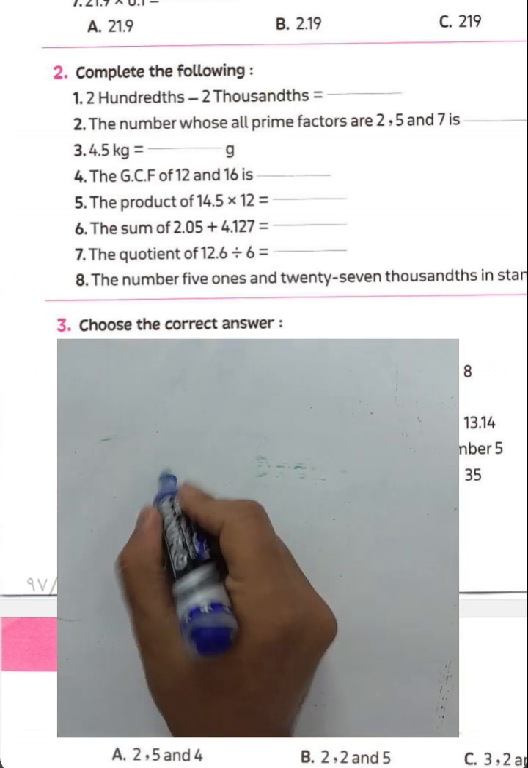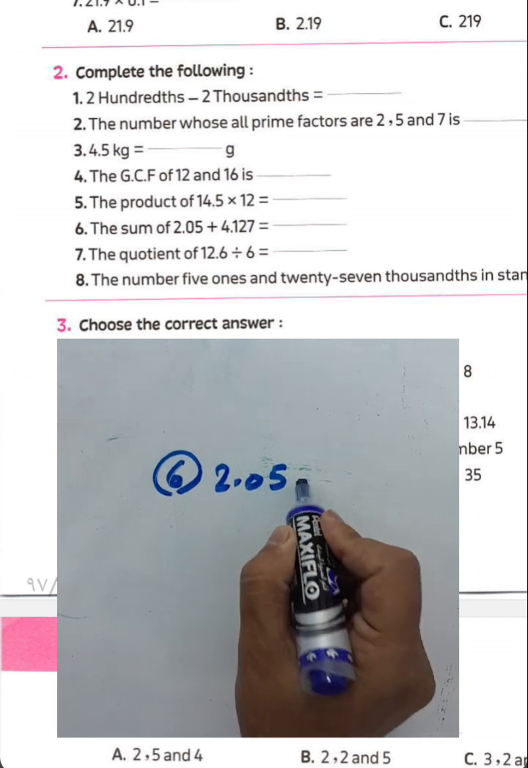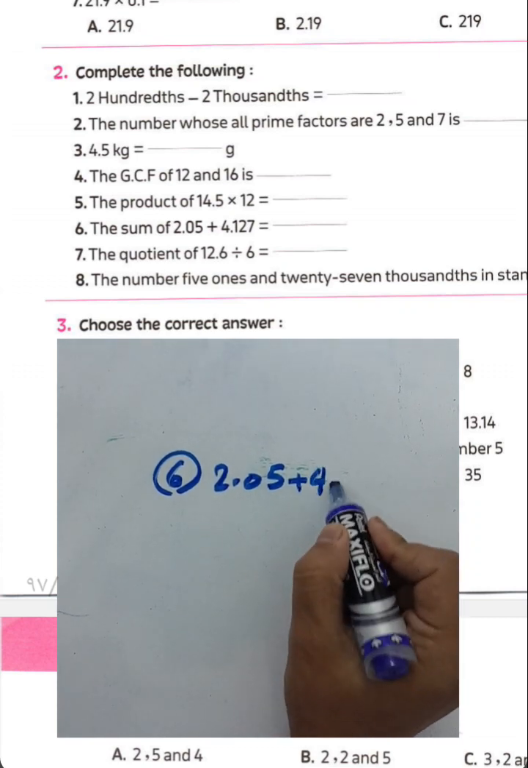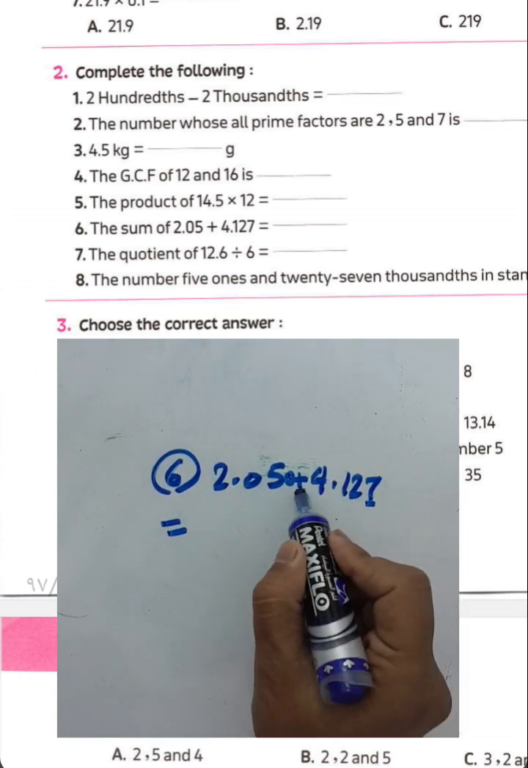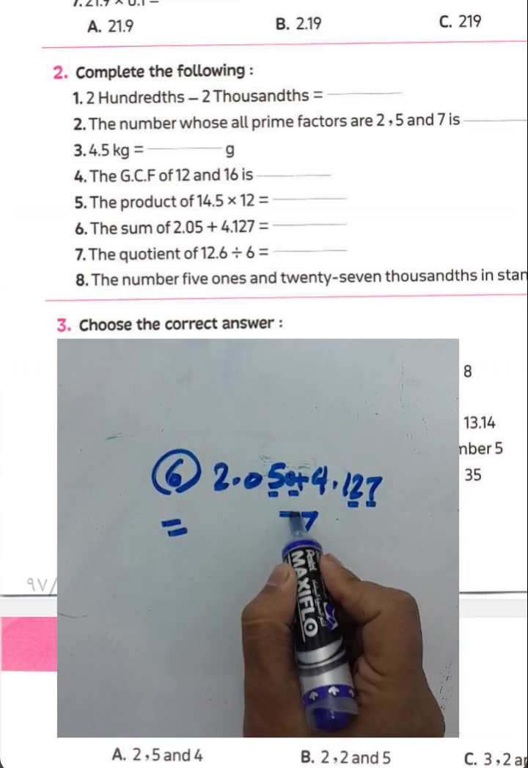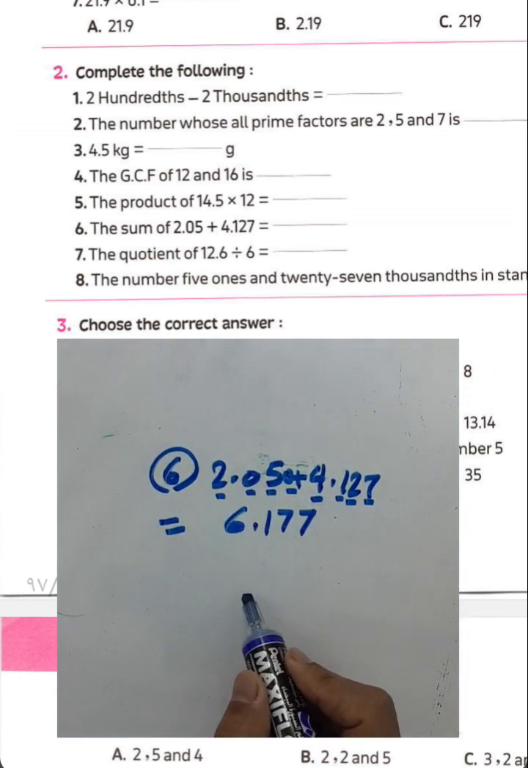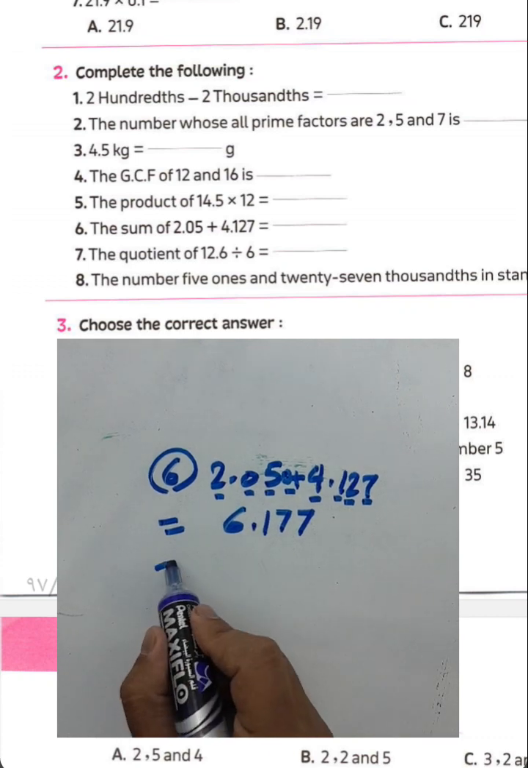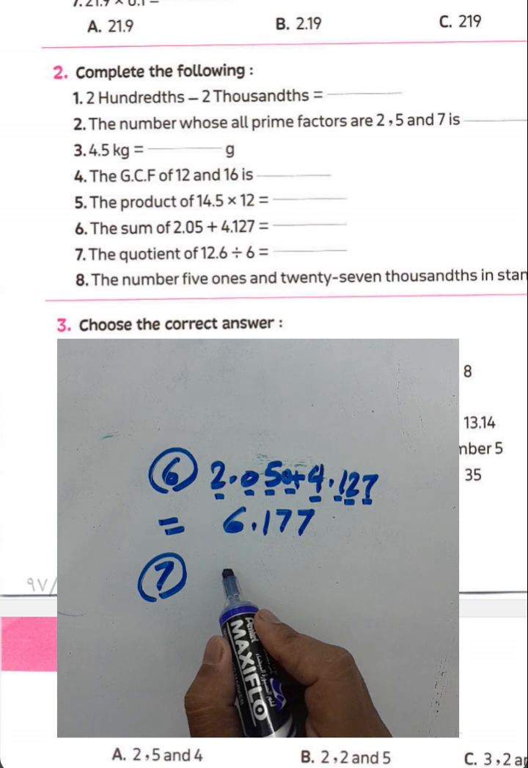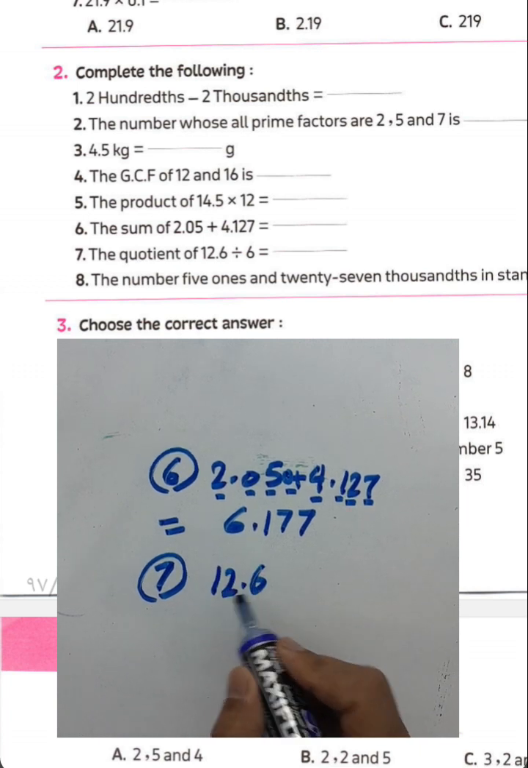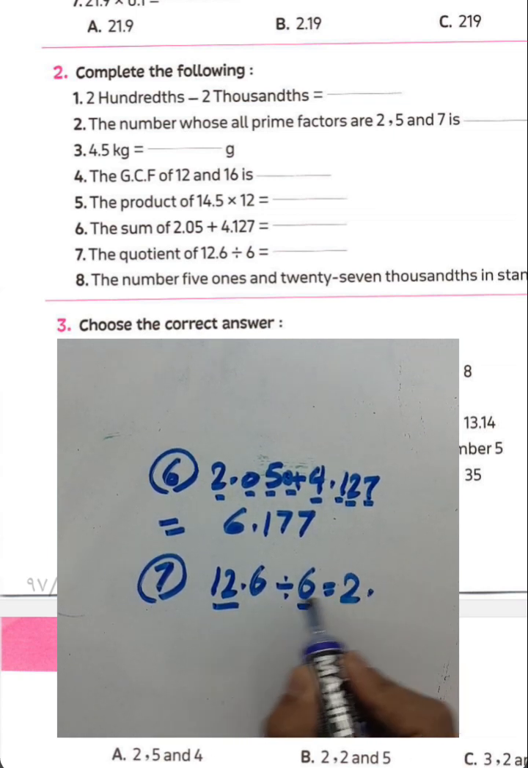Number 6. The sum of 2 and 500 thousandths and 4 and 127 thousandths. Put 0 here, and 7 plus 0 equals 7, 2 plus 5 equals 7, 1 plus 0 equals 1, point, 4 plus 2 equals 6, the result will be 6 and 177 thousandths. Question 7, the quotient of 12 and 16 tenths divided by 6. 12 divided by 6 equals 2, write the point, 6 divided by 6 equals 1.